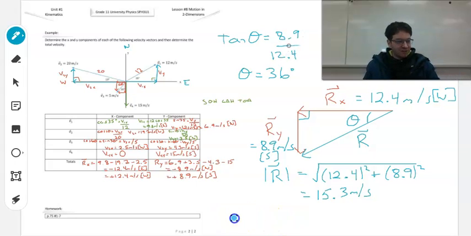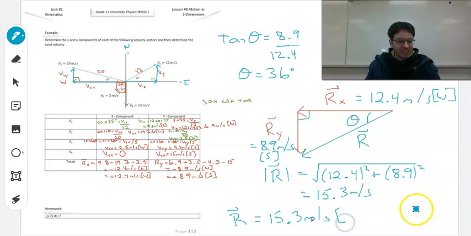So then you can finally state, after all this work, adding 4 vectors in 2 dimensions, we can say our resultant, or V total, is 15.3 meters per second. And then your direction goes in your square brackets. This is west, 36 degrees, south.